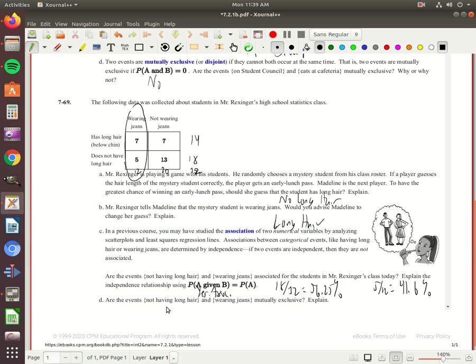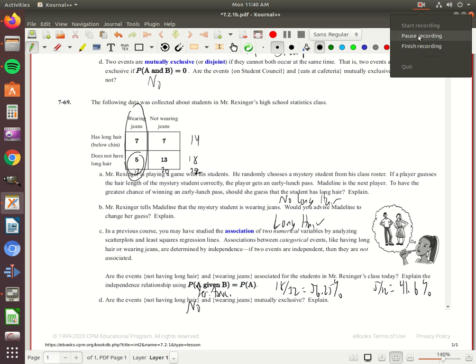Now, are these events mutually exclusive? I would say no, right? Because there is 5 people that are wearing jeans that don't have long hair, and the answer would have to be 0 for it to be mutually exclusive. Don't forget, mutually exclusive means 0, that it can't happen. All right, let me go ahead and put up the rest of this video.